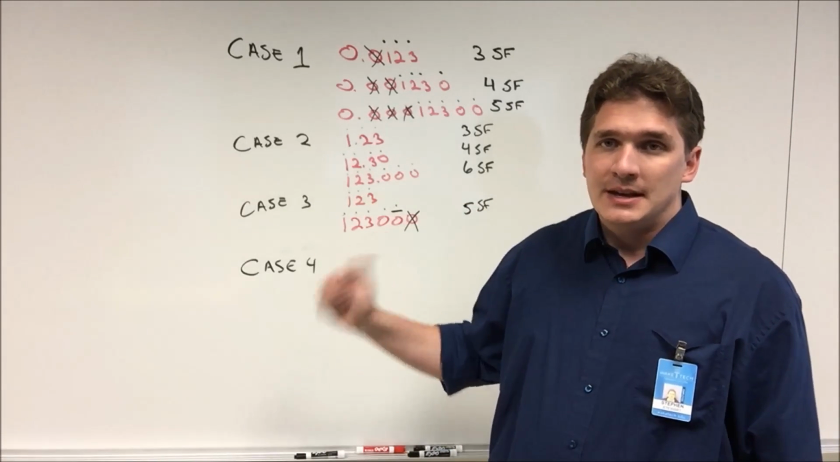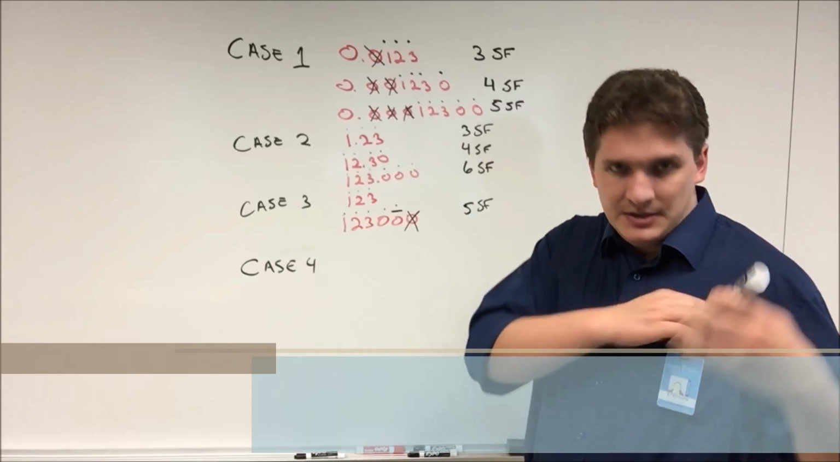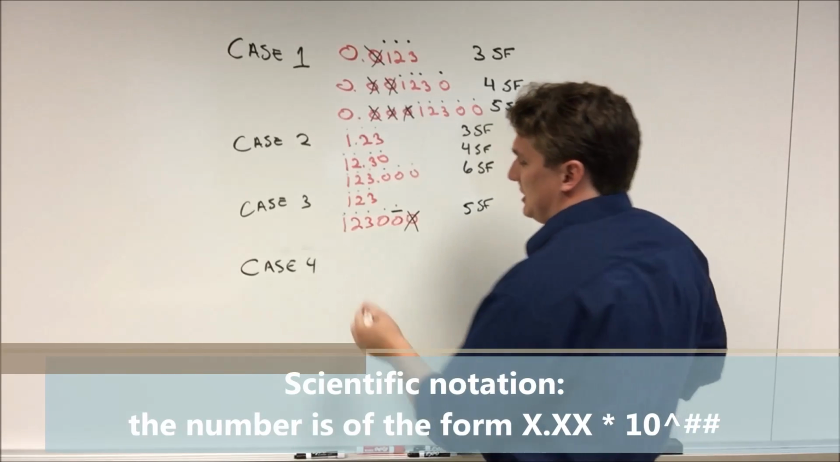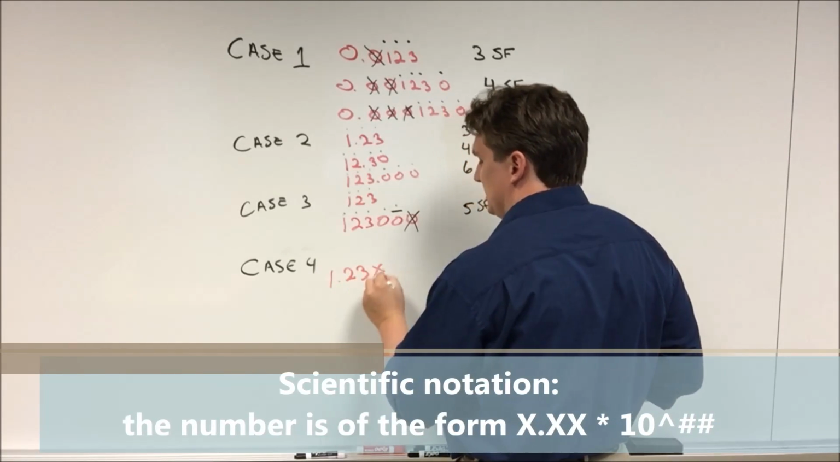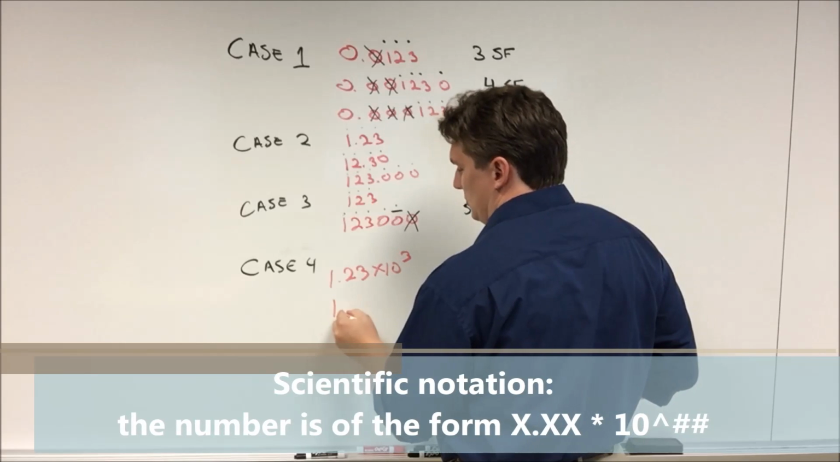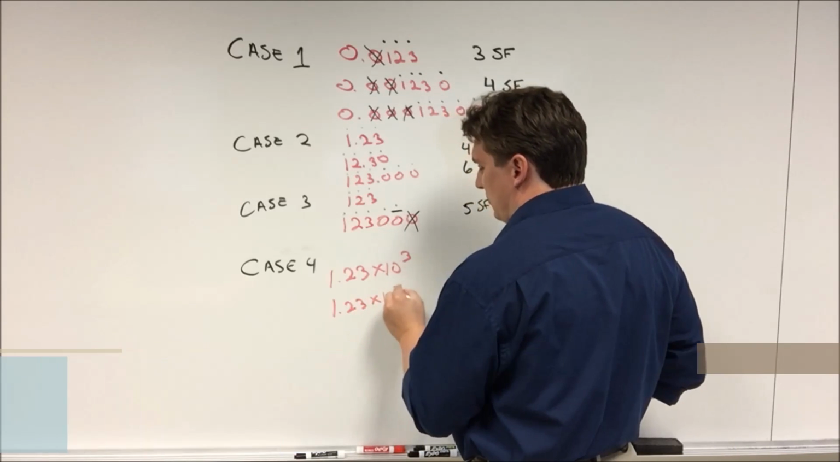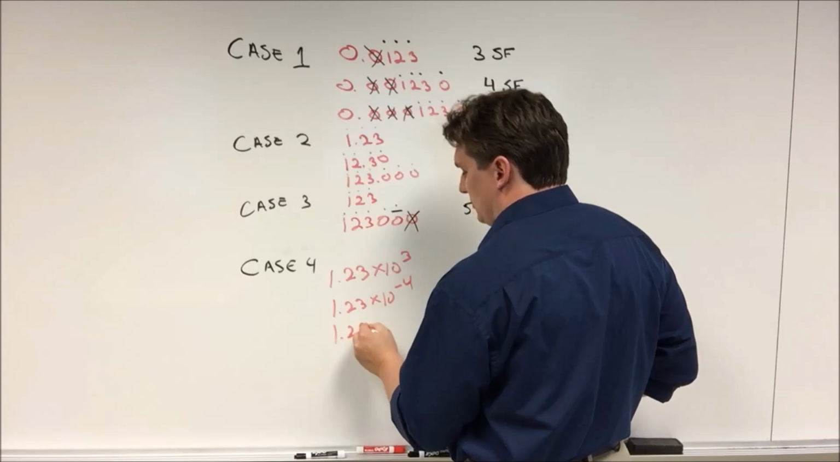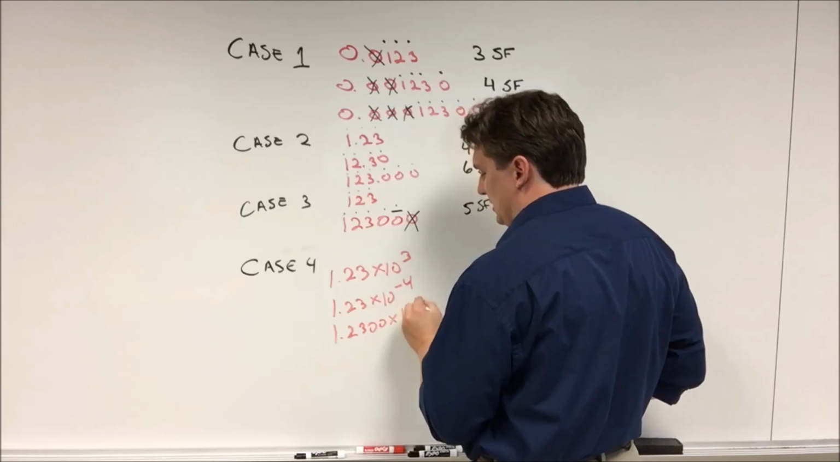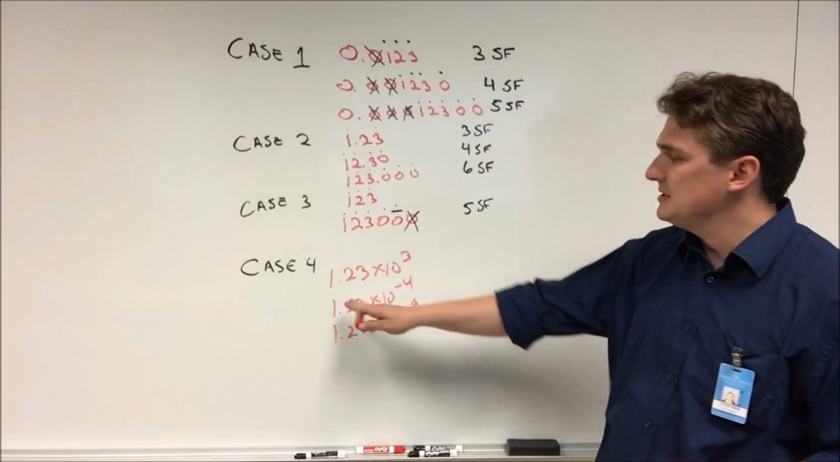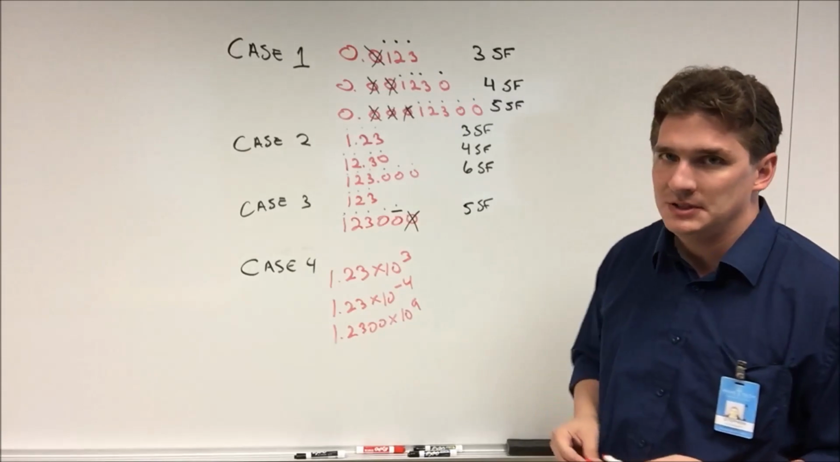Last case, scientific notation. Now when it comes to scientific notation, your number is going to take the form 1.23 times 10 to the third, 1.23 times 10 to the negative 4, 1.2300 times 10 to the 9. Basically, you have some number with a decimal point raised to some power of 10.